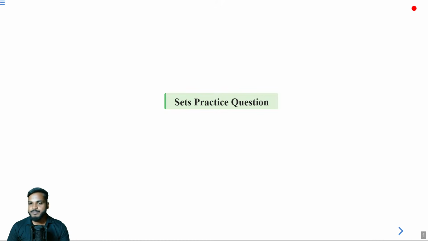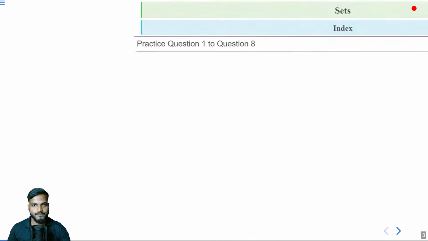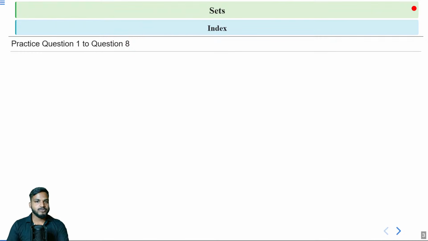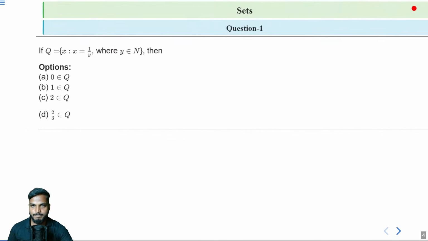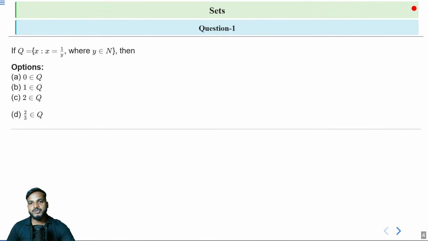Now we will do some questions based on sets. We will practice a total of 8 questions from the topic of sets, and all the questions are MCQ type. So let's look at the first question.